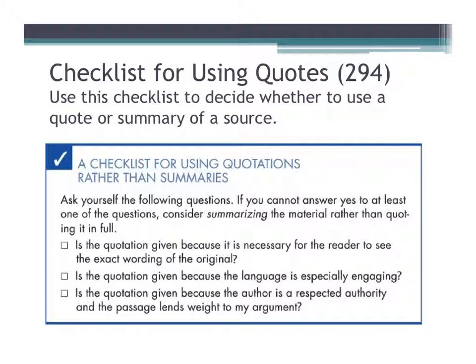Is the quotation given because it is necessary for the reader to see the exact wording of the original? If a writer has written something so strongly, or in such a way, that you would change the meaning if you changed the words, then you should use the quotation. If the language is especially engaging, the writers use really strong language that makes a strong point or would pull readers in, then you should use a quotation. If the writer is a respected authority, as your writers will be because you're using scholarly sources, then you should probably consider quoting instead of paraphrasing.